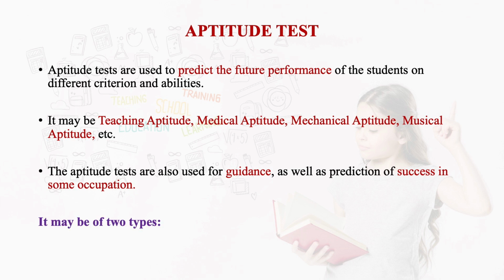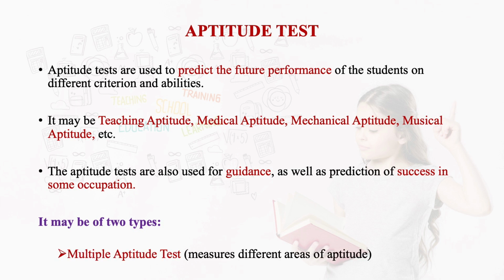Then further, there may be two types of aptitude test. One is called the multiple aptitude test and the other is called the special aptitude test. So friends, the multiple aptitude test measures different areas of aptitude. In a multiple aptitude test, you have to measure different aspects of aptitude. It may be teaching, it may be mechanical, it may be creativity. So different questions from different aptitude aspects will be included in a test. That's called a multiple aptitude test.